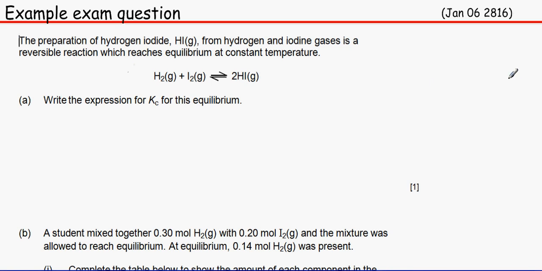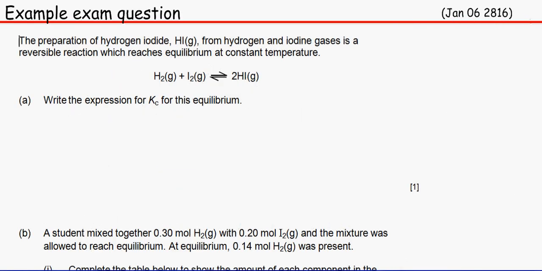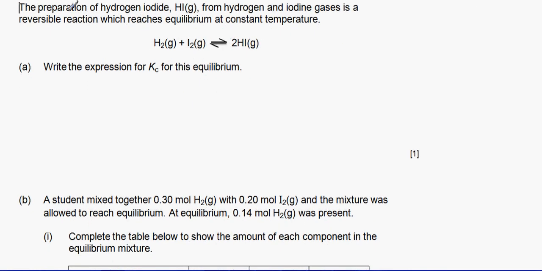Now, for the next question, which is very popular, this is a January 2006 paper. I should have said that this is January 2003, January 2006. So, the preparation of hydrogen iodide from hydrogen and iodine gases is a reversible reaction which requires equilibrium. This should tell you the subject which you need to focus on. So, the first thing, write the expression for this equilibrium. That means you've got to write it for this equation.